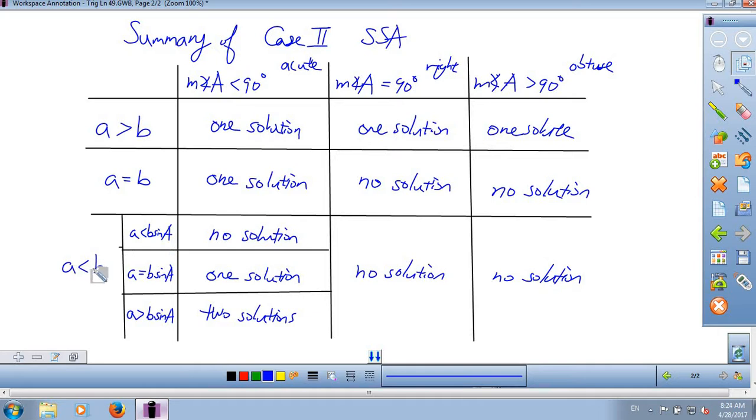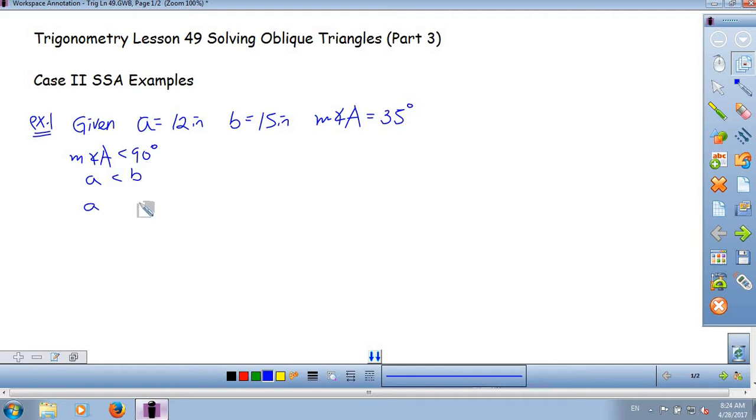A is less than B, so we have to compare A to the height of the possible triangle, B sine A. Let's calculate. A is 12, and B sine A is 15 times sine of 35 degrees, which is equal to 8.6. So 12 is greater than 8.60 inches, and that tells us we should have a 2 solution triangle. So the conclusion is 2 solutions.